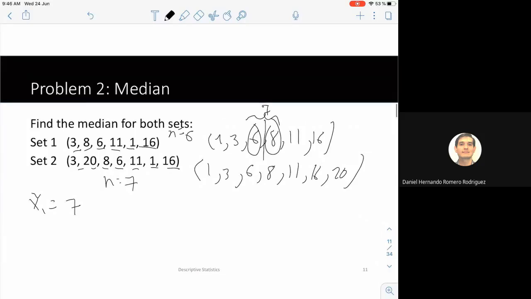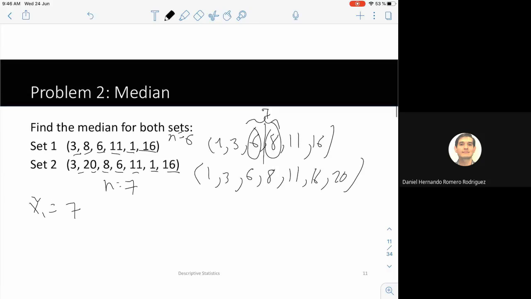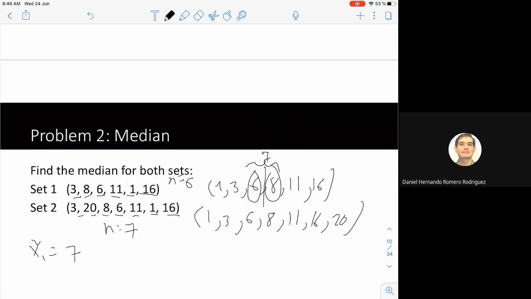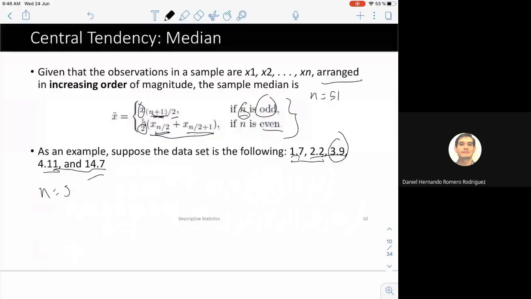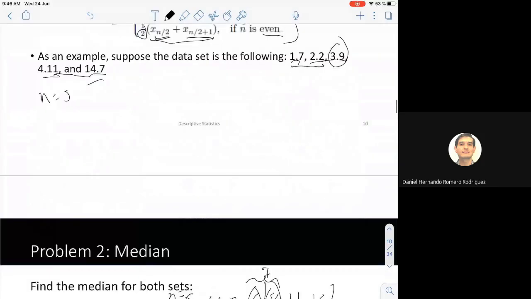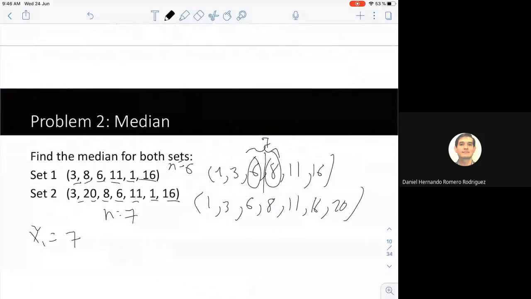Now, in the second data set, it's easier because the number of observations is an odd number, right? So according to the equation, the median is going to be the observation located in the position n plus 1 divided by 2. There are 7 observations, n plus 1 is 8, divided by 2 is 4. So the observation in the fourth position will be the median of the second data set. So the median is going to be equal to 8. And again, this observation splits the data set in 2 equal parts.